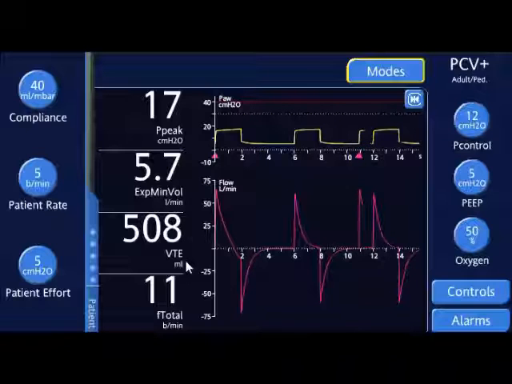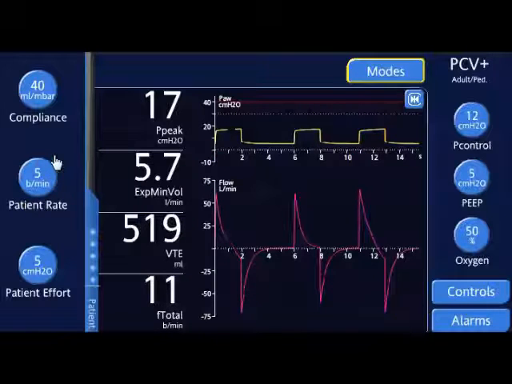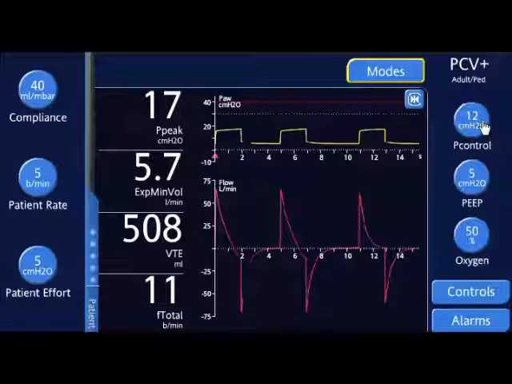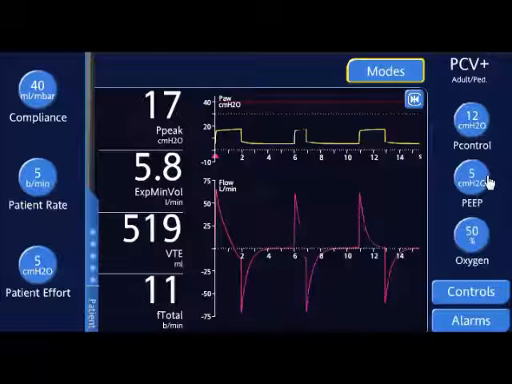Currently we have a measured rate of 11, even though I have my patient rate set at 5. This might be because in the simulator I don't have the effort high enough. I only have the patient effort of 5 centimeters of water, and they should be able to trigger the breaths on that sensitivity I set for the trigger. As you notice, our peak pressure is 17, and that's from my pressure control setting of 12 above my PEEP of 5. And this is going to remain stable.